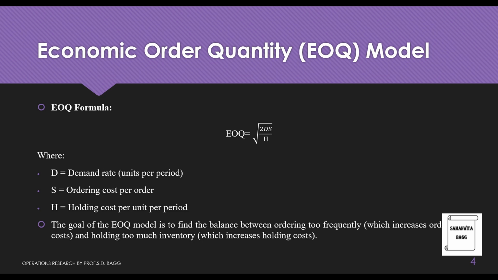The goal of the EOQ model is to find the balance between ordering too frequently, which increases ordering costs, and holding too much inventory, which increases holding costs. So EOQ is the optimal value between having ordering cost and holding cost. We will try to find an optimal value, because if you order more, then your holding cost increases, but if you hold less, then you will have to place orders again and again. So what happens is the ordering cost increases. So we have to find a balance between the two.